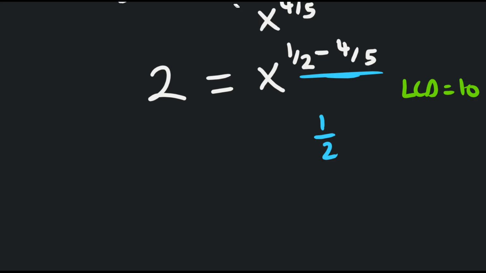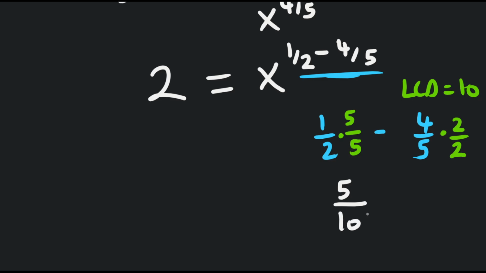Let's move this a little bit so we have more space. So, 1/2 minus 4/5. How do we get to 10? For the half, we'll multiply the numerator and denominator by 5. And for the 4/5, we'll multiply the numerator and denominator by 2. What is 1 times 5? That is 5, over 2 times 5, which is 10, minus, and what's 4 times 2? That's 8, over 5 times 2, which is 10.